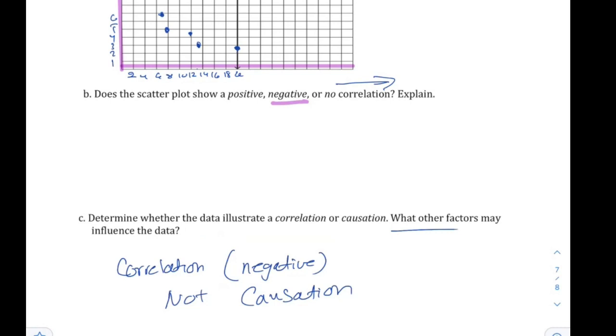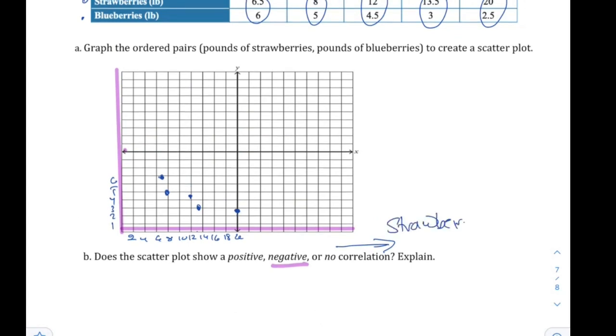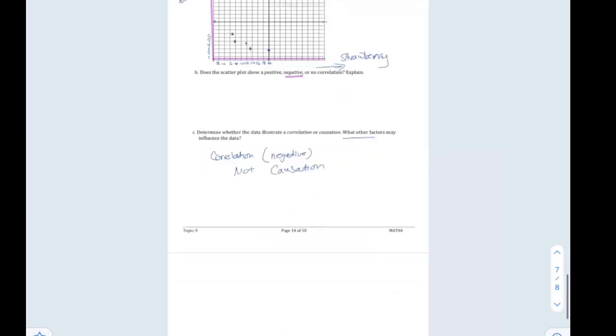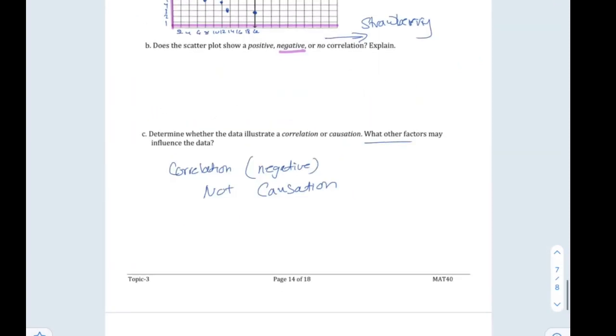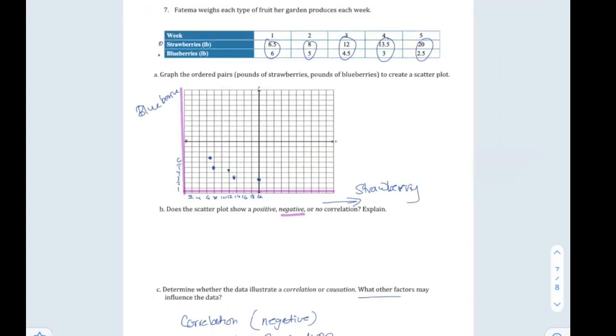Why not causation? Because a better yield of strawberries does not cause the blueberries to grow poorly. Producing strawberries does not cause blueberries to be less. This is not depending on that. So it is correlation, and it's very obvious that it's negative correlation, yes, but not causation. Other factors can affect or influence the relation, like temperature, rain, and any other factor. With that, we are done, like a quick revision for the scatter plot and the correlation and causation. Thank you. Goodbye.